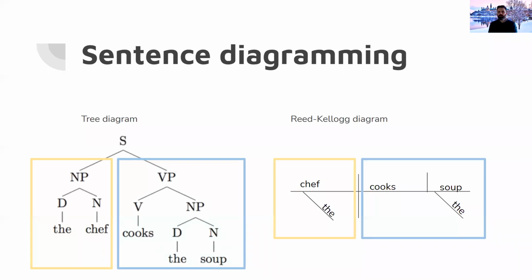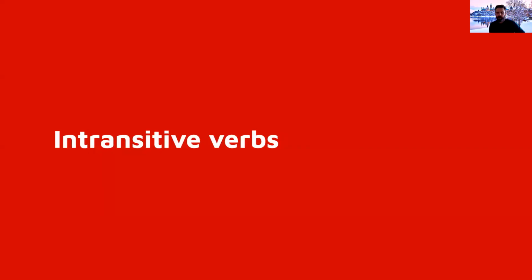So we'll talk about intransitive verbs, linking verbs, and transitive verbs. Just as a reminder, in previous videos, we talked about sentence diagramming. The two main tools that we'll often see linguists use for analyzing sentences visually are tree diagrams and Reed-Kellogg diagrams. Both of them help us better understand sentences by helping us see both the subject and the predicate components in a sentence. And in this video, we're just going to focus on the Reed-Kellogg diagrams.